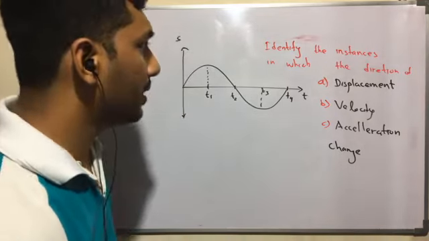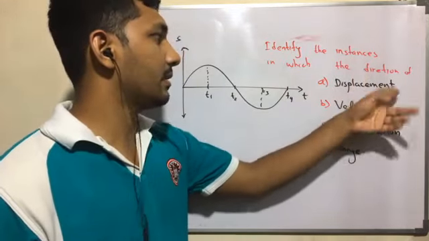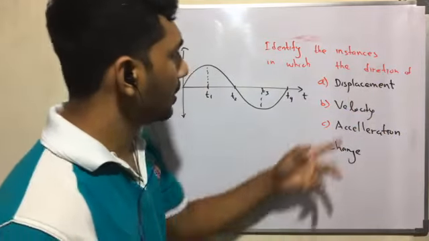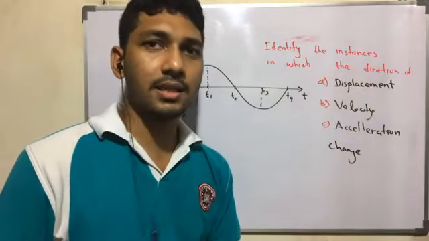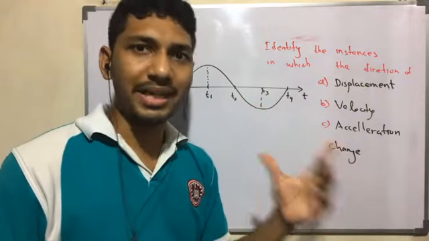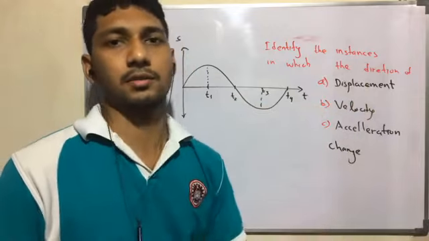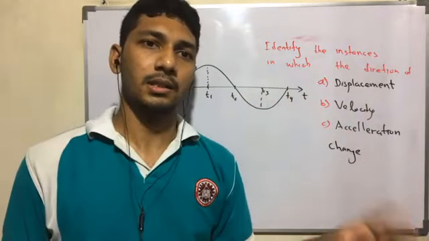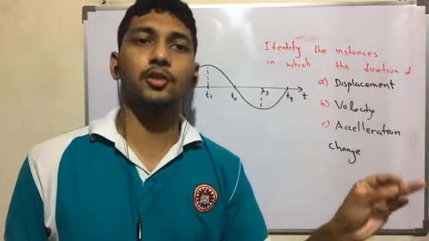Okay, so time up. So here you have to identify the instances where the directions of these three parameters change. If you consider the displacement or velocity or acceleration, change of direction means going from positive to negative or negative to positive. So that is called a change in direction. Am I correct?